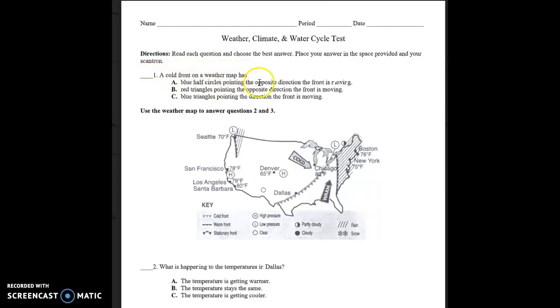Blue half circles pointing the opposite direction the front is moving. B. Red triangles pointing the opposite direction the front is moving. C. Blue triangles pointing the direction the front is moving. Use the weather map to answer questions 2 and 3.